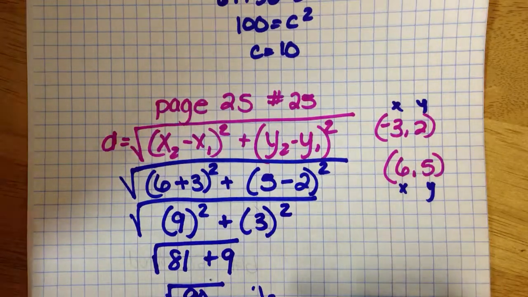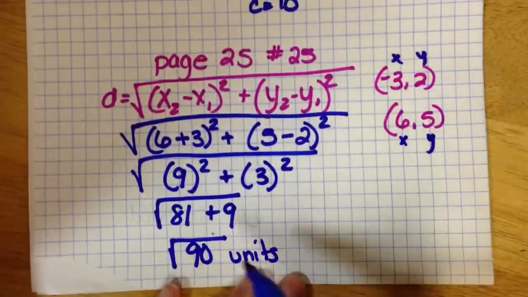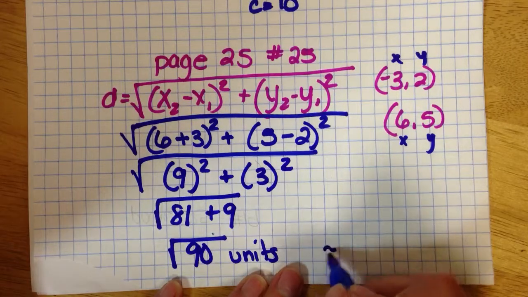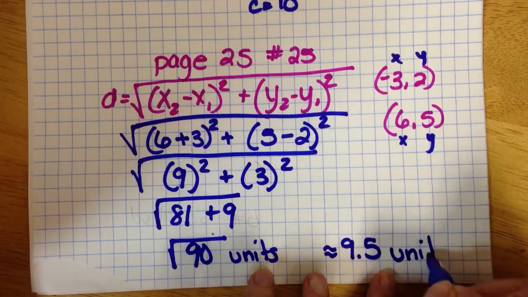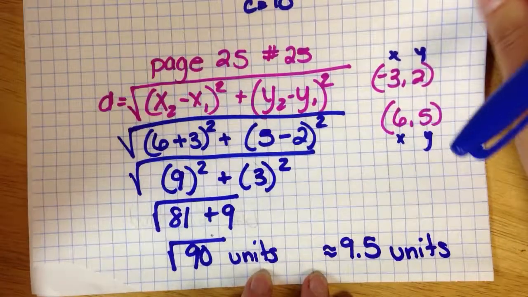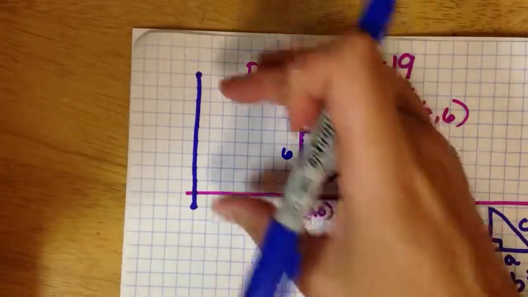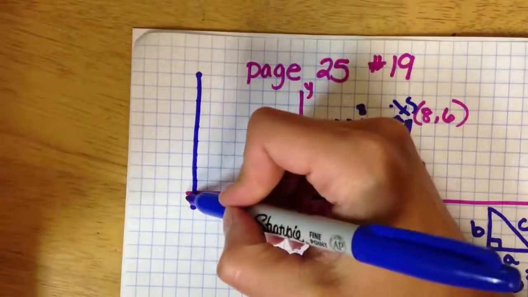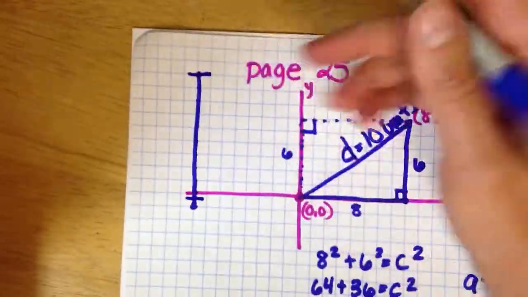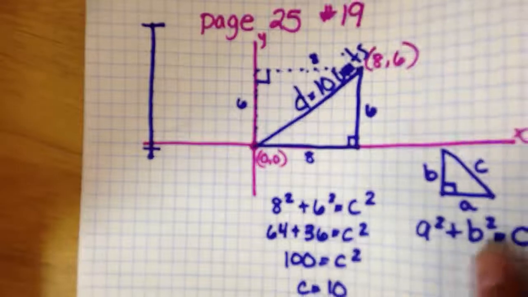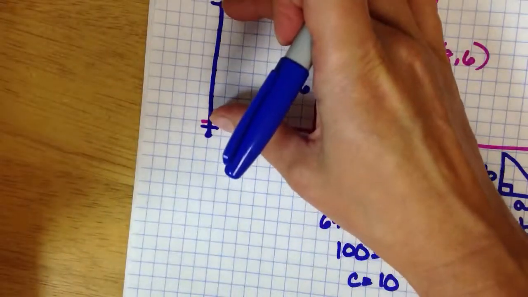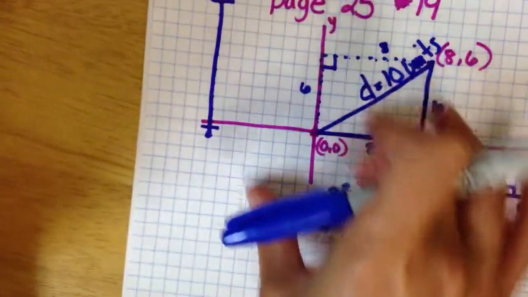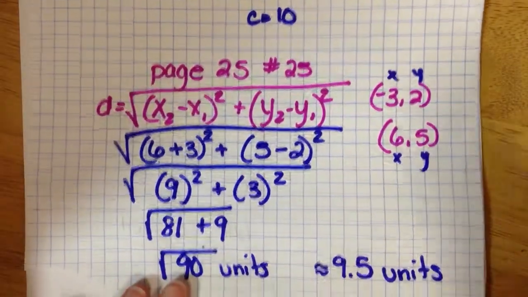The directions don't tell you how your answer needs to be written, so you can leave your answer like that, or if you want to round to the nearest tenth, that would be 9.5 units. Which means, again, on a plain old coordinate plane, the distance between these 2 points would be about that long. And it doesn't matter where it is on the coordinate plane. You can change it and twist it, and it's still going to be 9.5 units long.